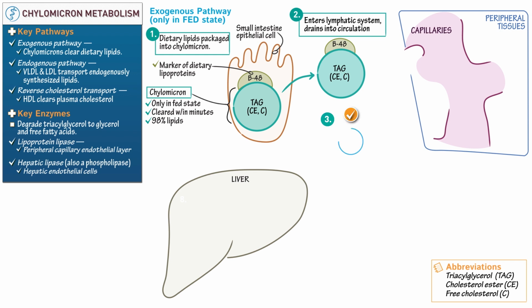Step 3. Draw an HDL. Show that it primarily comprises cholesterol esters and secondarily comprises triacylglycerol and free cholesterol. On its surface, draw ApoE, an E in a crescent shape, and ApoC2, a C2 in a crescent shape. Then show that HDL donates these surface apolipoproteins to the chylomicron. HDL functions as an apolipoprotein reservoir.